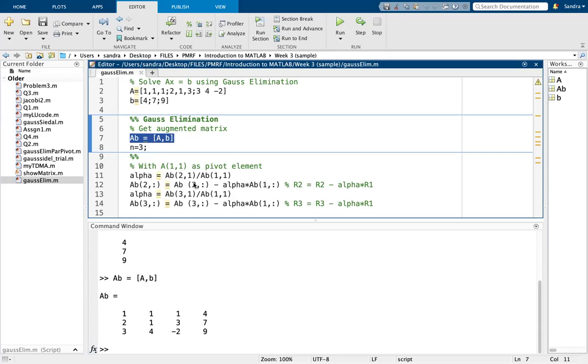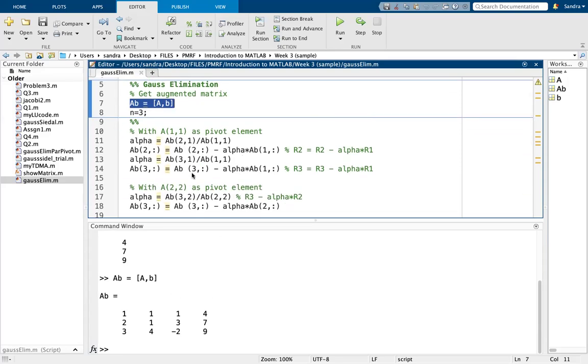Now I have to find the corresponding alpha values. Let's take the first entry, A11, as the pivot element. With A11 as the pivot element, you need to make the second row and the third row zeros. So first I take the pivot element and then I take the alpha value. The alpha value is AB2,1 divided by AB1,1. This formula is exactly the same as what we saw earlier.